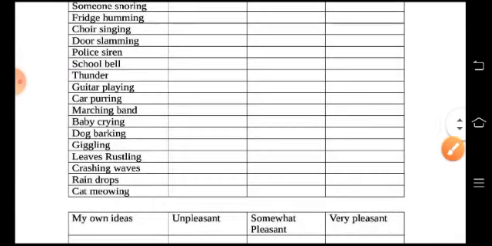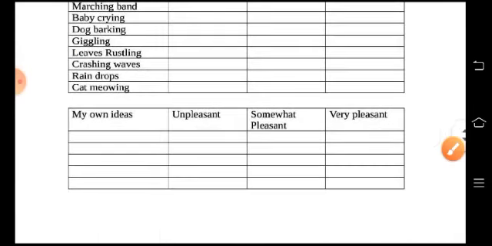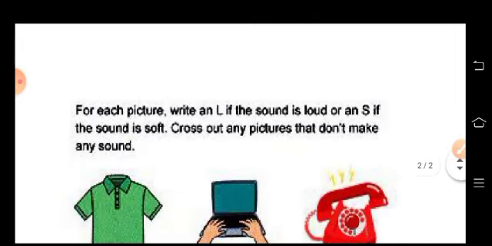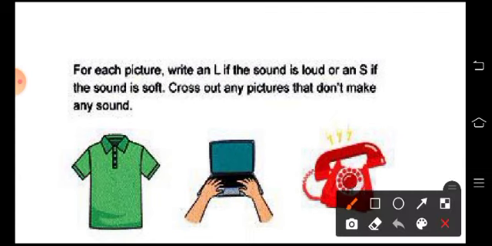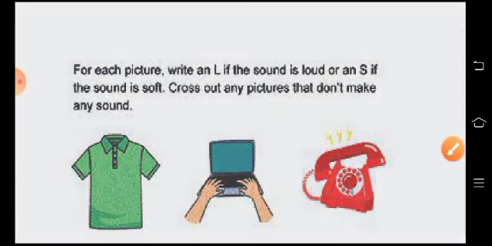Now next we'll move on to: for each picture, write an L if the sound is loud or an S if the sound is soft. Cross out any picture that doesn't make any sound. So if the sound is loud, you are going to write an L, and if the sound is soft, just write an S.